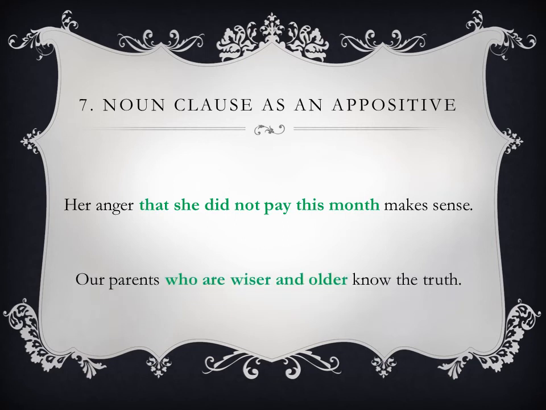Next, our parents who are wiser and older know the truth. Here, the noun clause "who are wiser and older" functions as an appositive which modifies our parents.